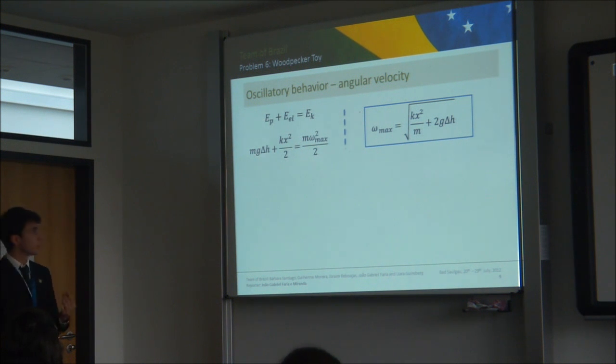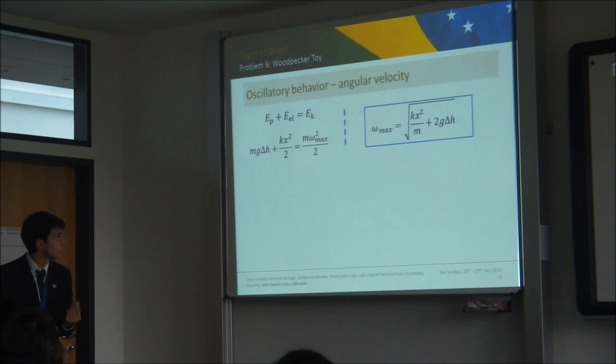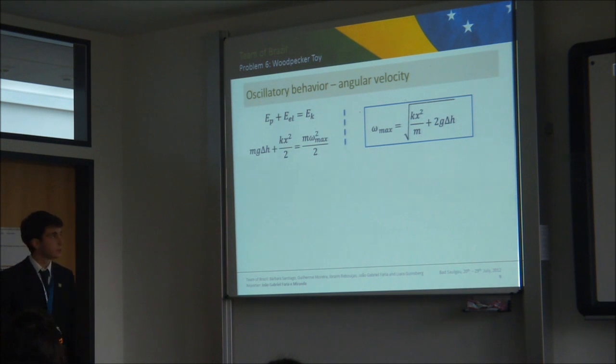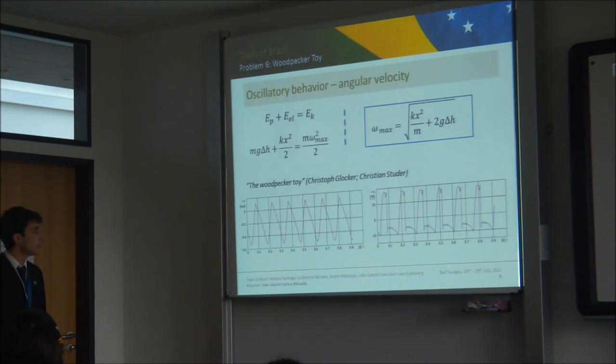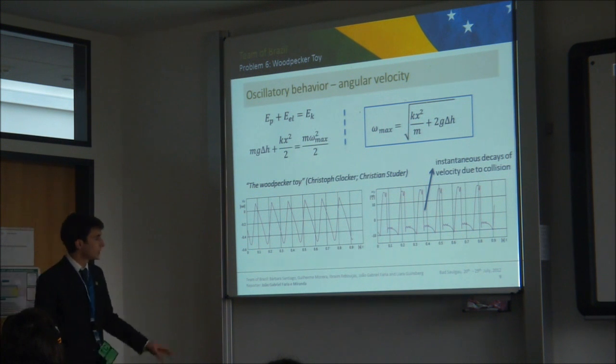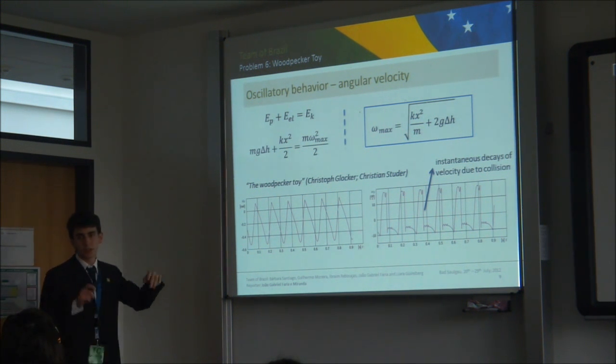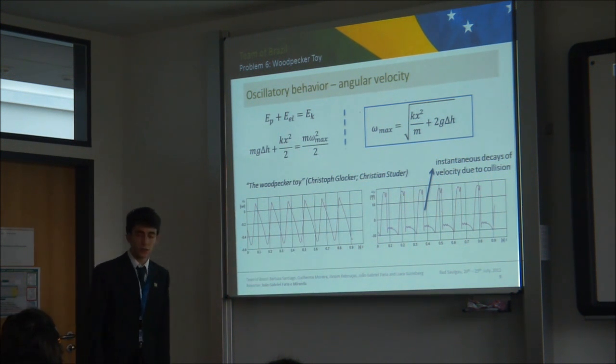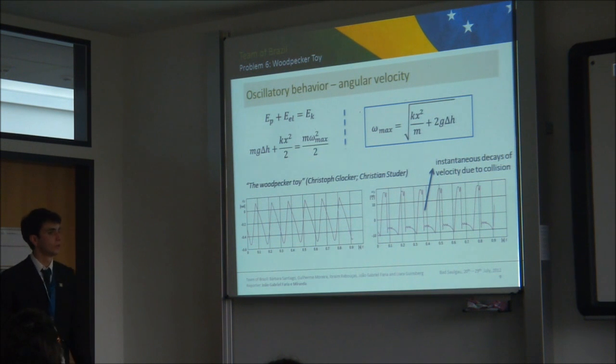Here, to analyze the angular velocity, we analyze the woodpecker when he's at rest. We have that the potential energy of these small falls plus the elastic energy is equal to the kinetic energy transferred to the woodpecker for his oscillatory behavior. And analyzing this, we can get this angular velocity. Here we have theoretical graphs, and as we can see, the angular velocity and the angle of the oscillation are constant, and we have this instantaneous decay in the velocity due to the collision with the rod.